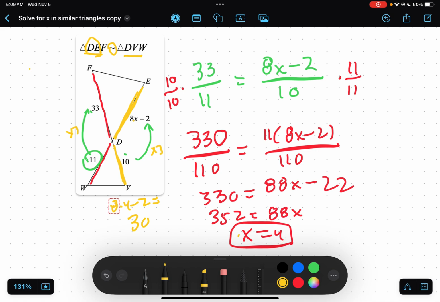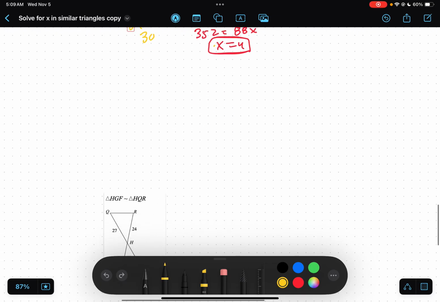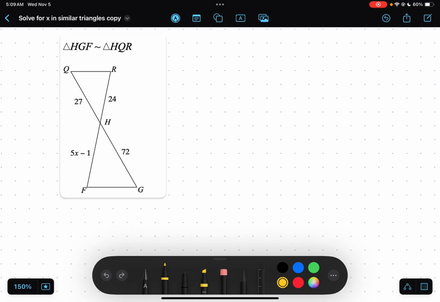Okay, I'm going to give you guys one last one to try to solve on your own, just to have a little bit more practice before we work on these on the warm-up tomorrow. Okay, so take a minute, pause the video, and really think about how we set up our equivalent fractions and solve for the variable.